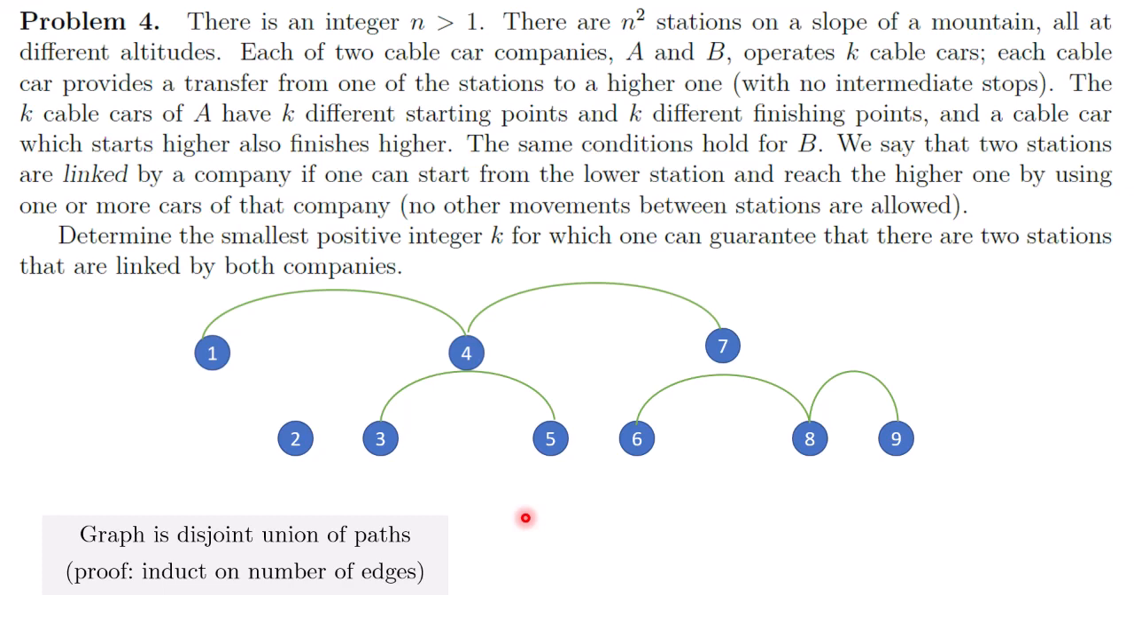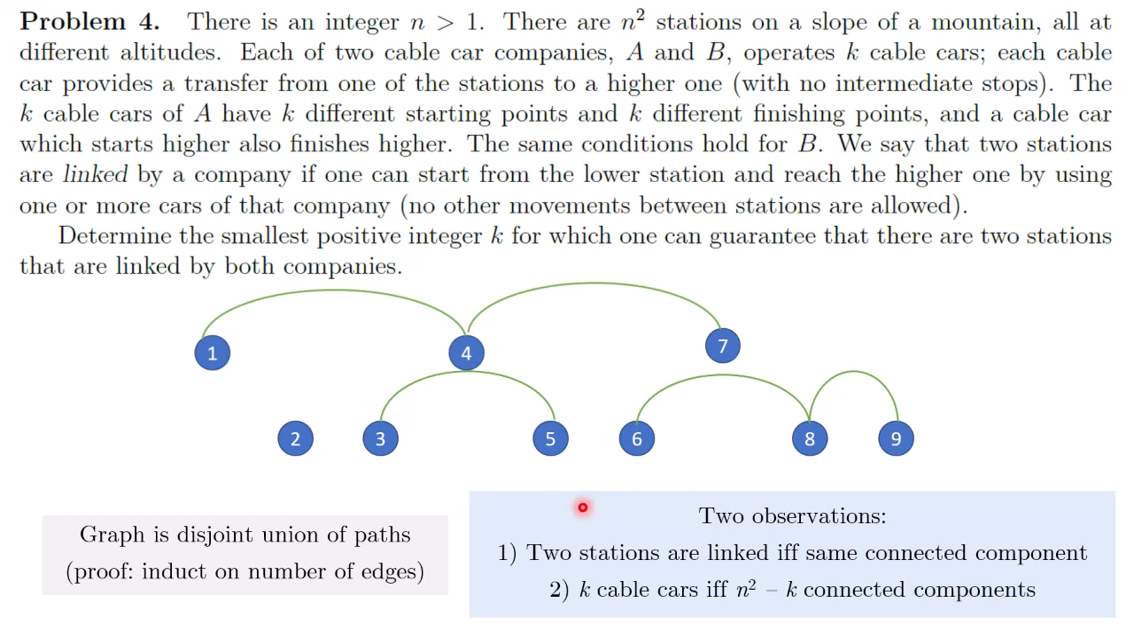And then when you are adding cable cars successively, for the inductive step, because the cable cars have different starting points, the newly added cable car must be starting at the tail end of a current path, and because they have different finishing points, the cable car that is being added must finish at the head end of a current path. So what the new cable car will do is join up two paths to form a longer path. In this way, you have proved that the graph will always be a disjoint union of paths.